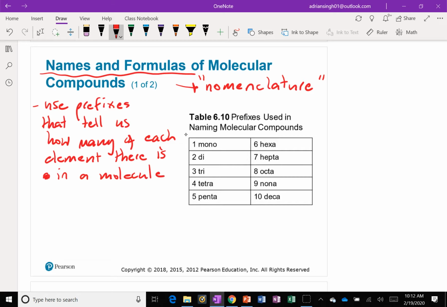Do you remember using prefixes last week for your naming of ionic compounds? We did not use any prefixes. There were a couple people that wanted to use prefixes, and I said, no, don't use them, because we don't use prefixes in naming our ionic compounds, but we always use them for our covalent ones. So these prefixes are going to tell us how many of each element there is in a molecule, and these are the prefixes that you need to know.